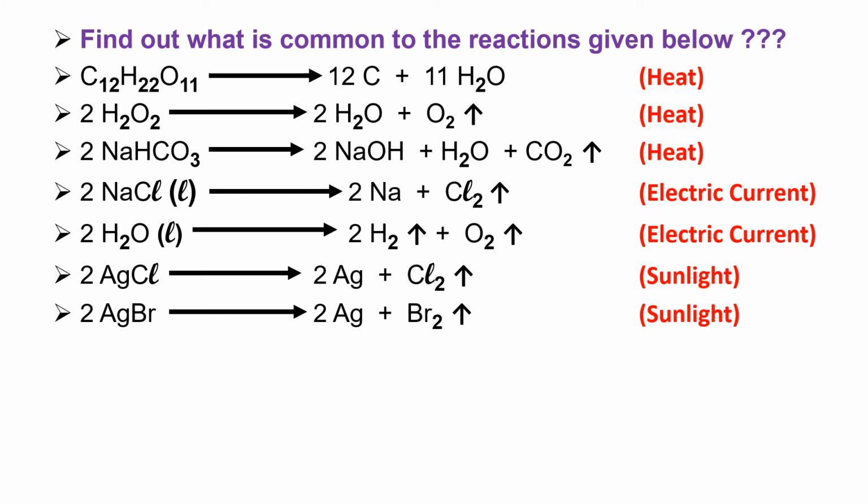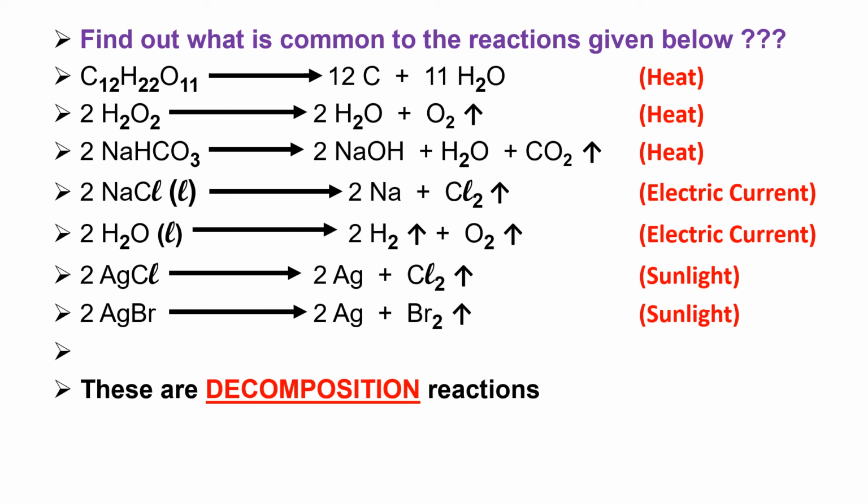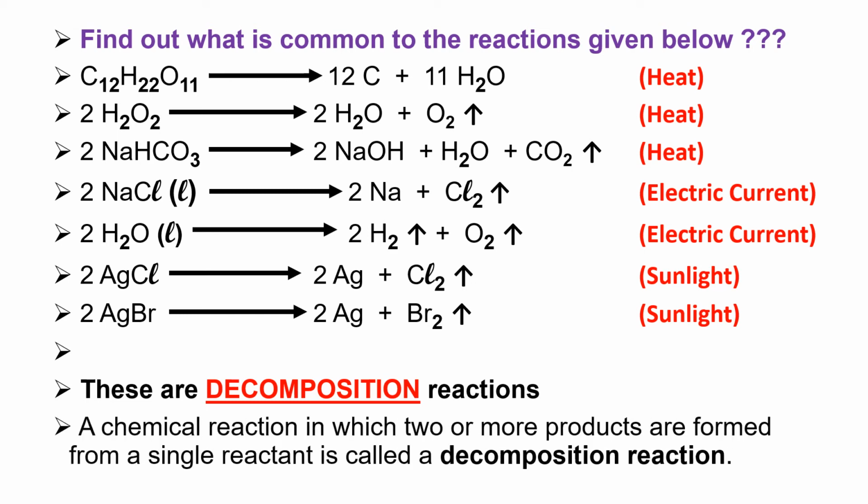So these kinds of reactions, we call them decomposition reactions. Why decomposition reaction? Because each reactant is decomposing or breaking down into two or more products. So that's how we define it: a chemical reaction in which two or more products are formed from a single reactant is called a decomposition reaction. You can write in your own way. You can also say a chemical reaction in which a single reactant breaks down or splits into two or more products is called a decomposition reaction.